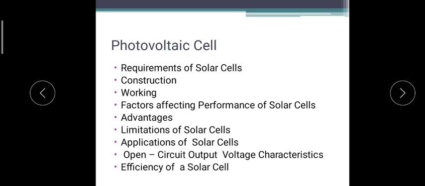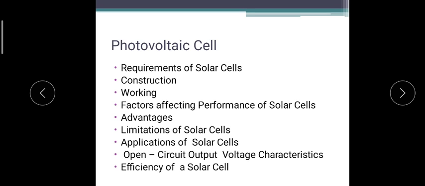In this class we would be discussing requirements of solar cells, construction, working of a solar cell or PV cell, the factors affecting the performance of PV cell, its advantages, limitations, applications of solar cell, open circuit output voltage characteristics, efficiency of a solar cell.